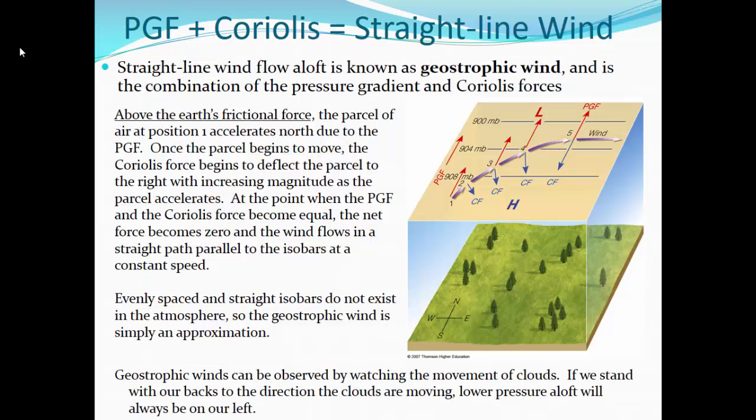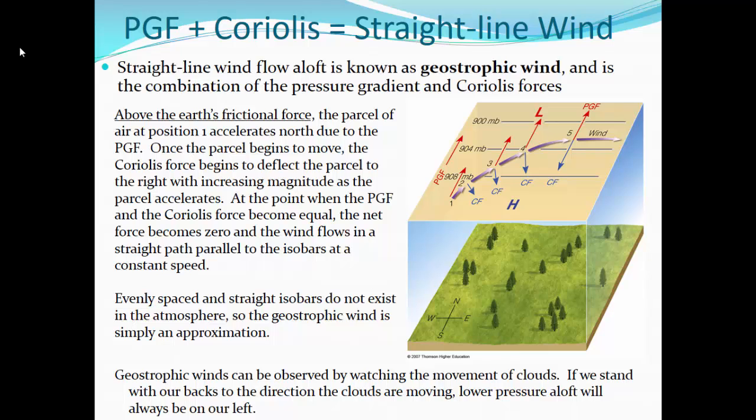What happens then when we add the pressure gradient force to Coriolis force? What results in the level above the surface is a straight line wind. The straight line wind is also known as a geostrophic wind. It's the combination of pressure gradient and Coriolis. So if we are above the Earth's frictional force, so the force of friction between the ground and the trees and the buildings, we're above that level.